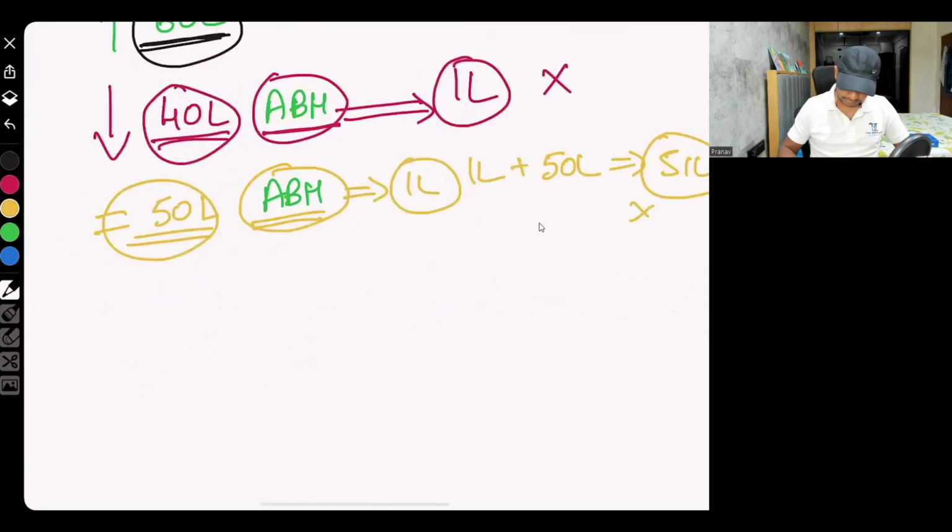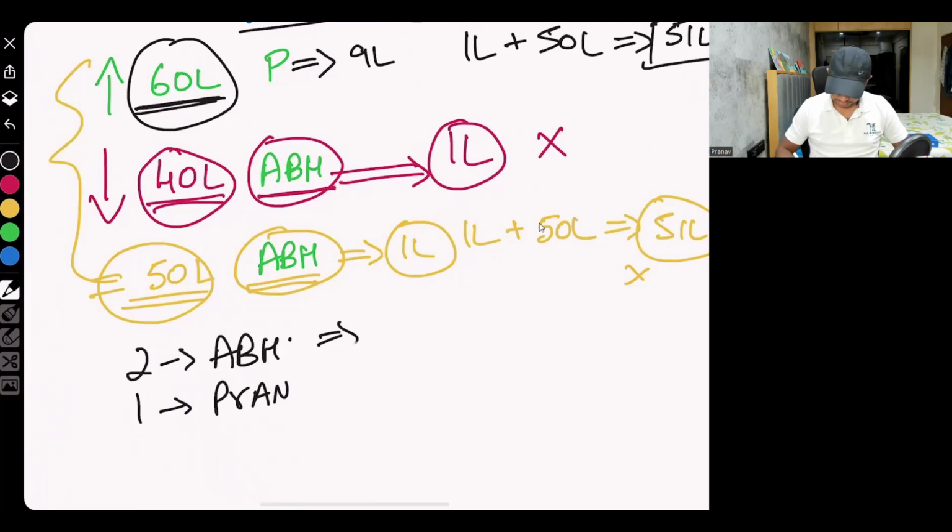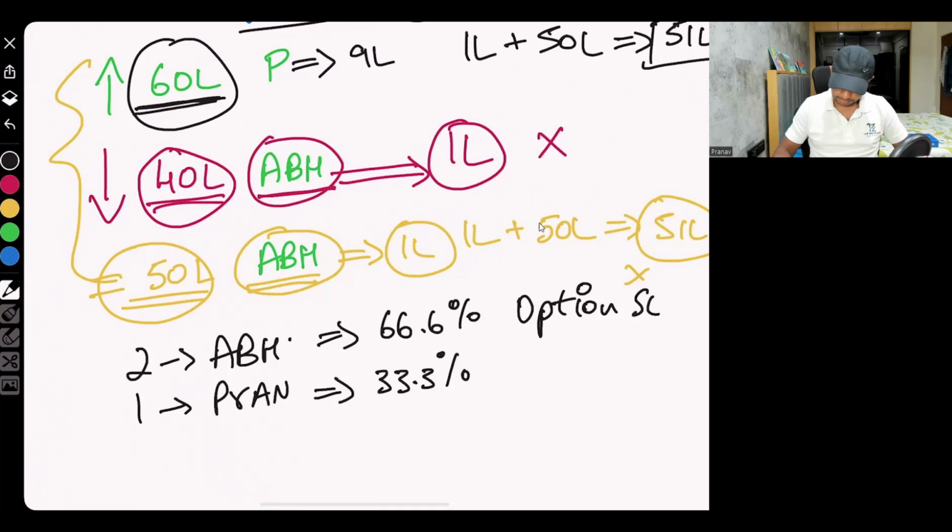So now in this case, out of 3 situations, 2 times Abhishek was winning, whereas 1 time Pranav was winning, which means Abhishek has a 66.6% probability of profit, whereas Pranav only has 33.3% probability of profit. And Abhishek, being an option seller, has a higher probability of profit, whereas Pranav, being an option buyer, only has a 33.3% probability of profit.